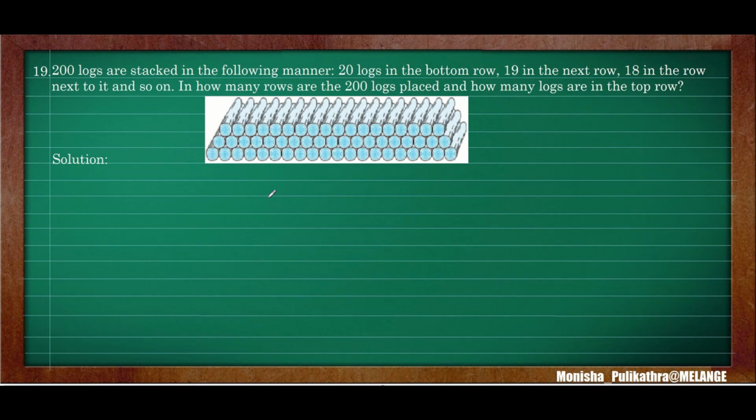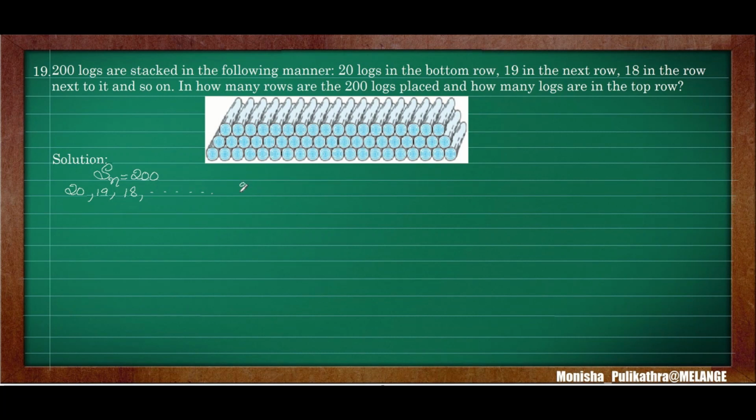The 19th question is 200 logs are stacked in the following manner. So the total number of logs are 200, so we can take it as Sn. The logs are stacked such that there are 20 logs in the bottom row, 19 in the next row, 18 in the row next to it. So we can clearly state that the sequence is in AP because it is decreasing by just 1, so minus 1. So in the bottom row there are 20, in the next row there are 19, and next 18 and so on.